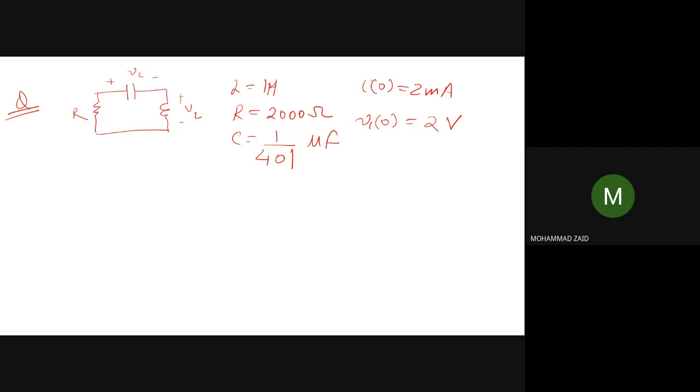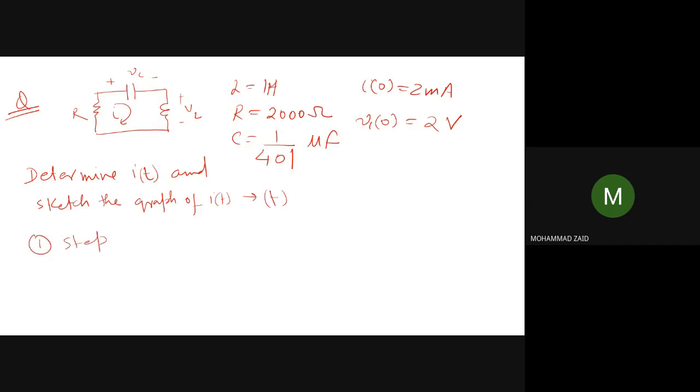Okay, so what we have to determine is the current which is flowing here in the circuit, I of t, and sketch the graph of I of t with respect to t. So first of all, step one, we have to calculate alpha and omega naught and check the response.